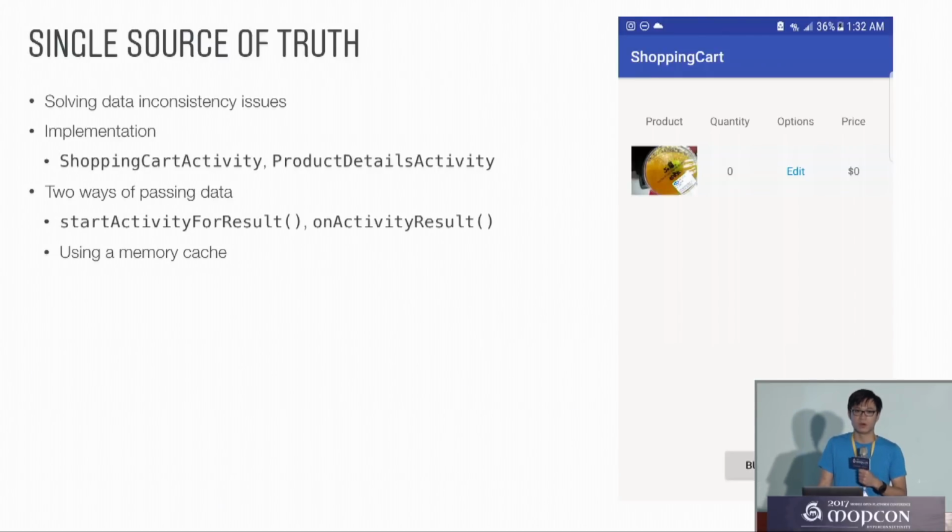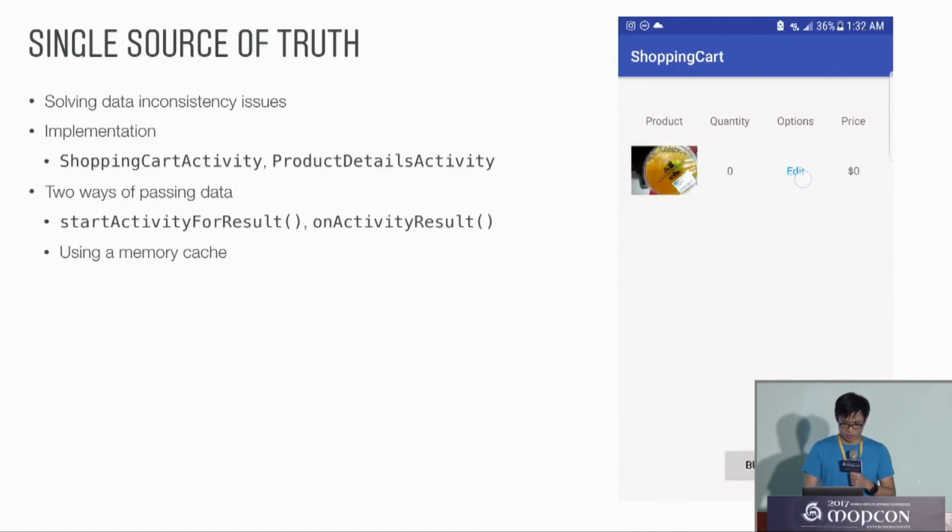And the next principle is to have a single source of truth. Let's say you are building a shopping cart app again, and you have a list of products, and there's a quantity there, and there's an edit button. So you have 2 activities. One is the shopping cart activity. The other is the product details activity. When you click on the edit button, it will show the product details activity, and you can modify the quantity there.